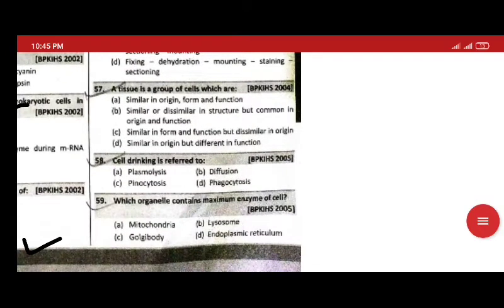57, a tissue is a group of cells which are dissimilar in structure but what? Common in origin and function. So common in origin and function is the main character of the tissue. 58, cell drinking refers to pinocytosis. Cell drinking. Phagocytosis is cell eating. Now which contains the maximum germs of cells? So this mitochondria, 70% contain.